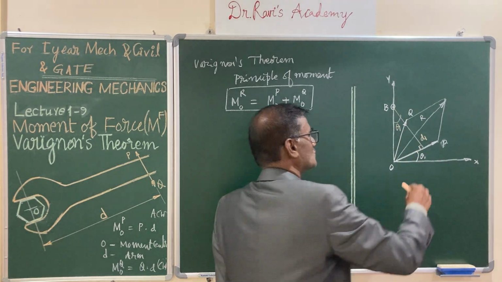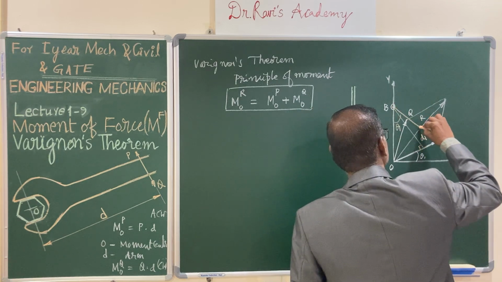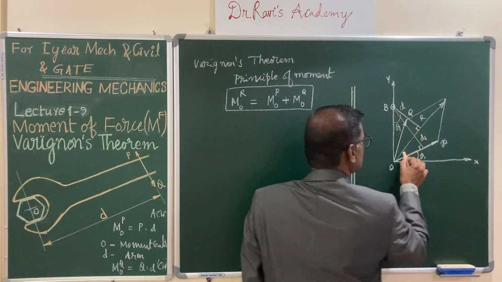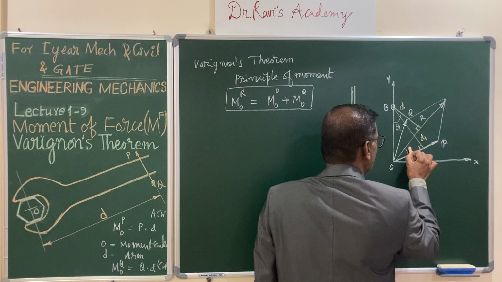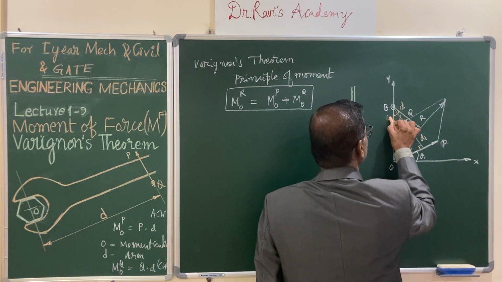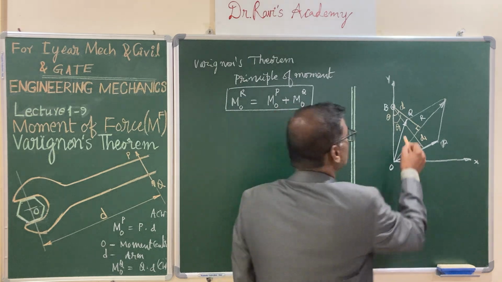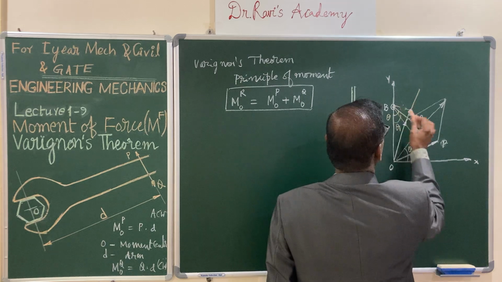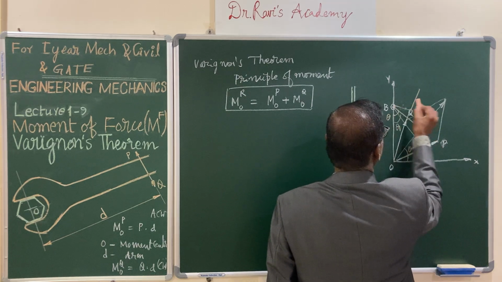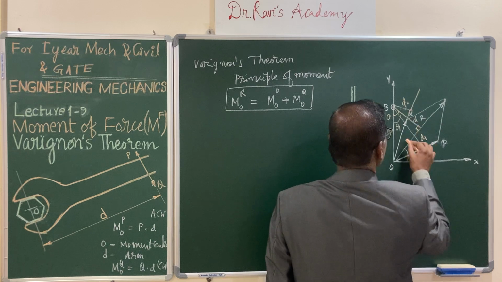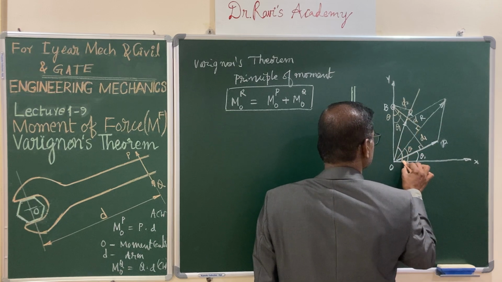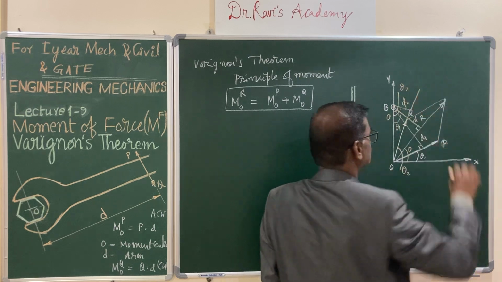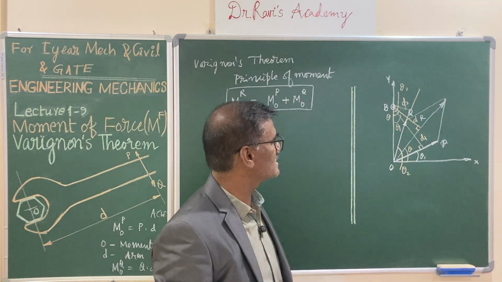Similarly, to write the moment of the resultant force, erect a perpendicular to R, and this distance you call D, and this angle call it theta, and this is also theta. And lastly, extend this and erect a perpendicular to it, this you call D2, and this angle, let us say, is theta 2, and this total angle is theta 2.